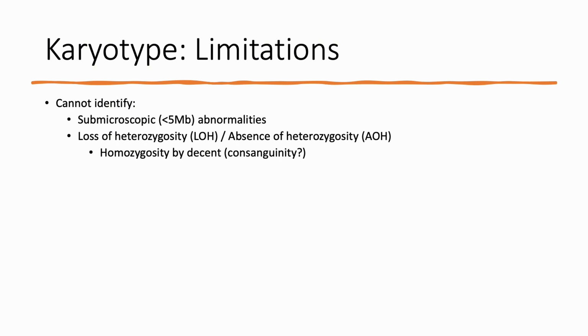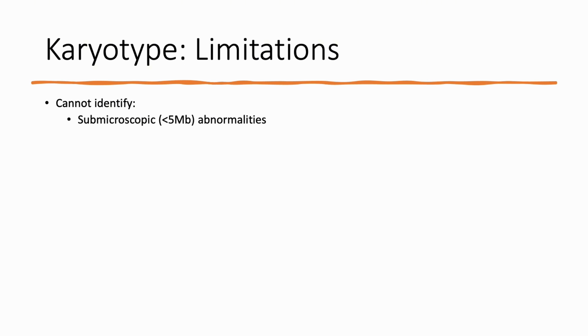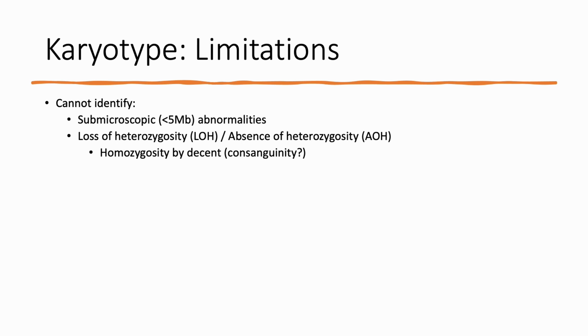Along with that, we have homozygosity by descent, which is often seen in cases of consanguinity, where two related individuals have increased chances of sharing alleles, potentially leading to recessive disorders. It also can't identify deleted genes of interest that may be critical for diagnosis, but are just too small to be detected with traditional karyotyping methods.